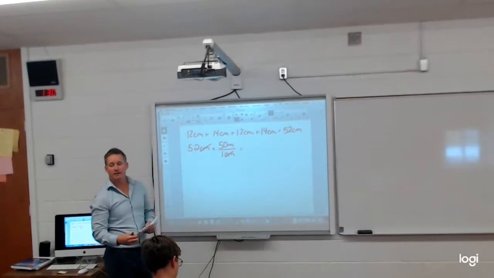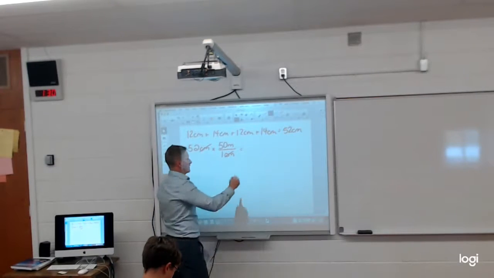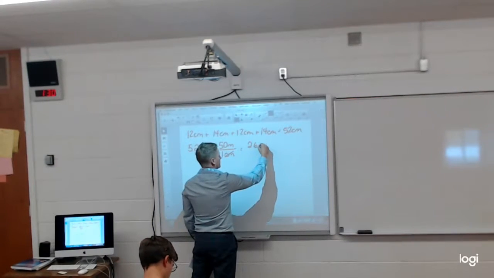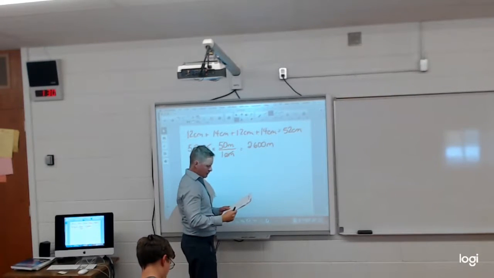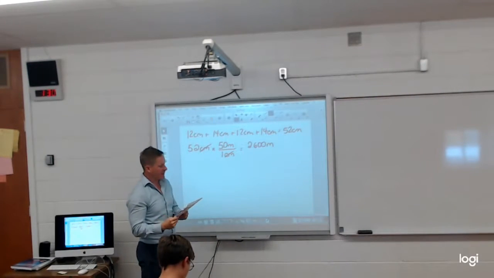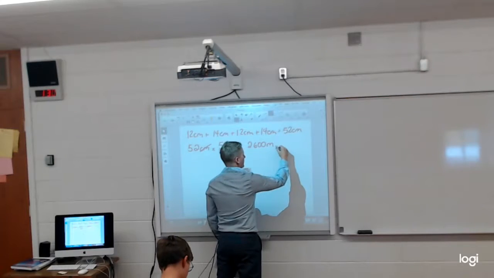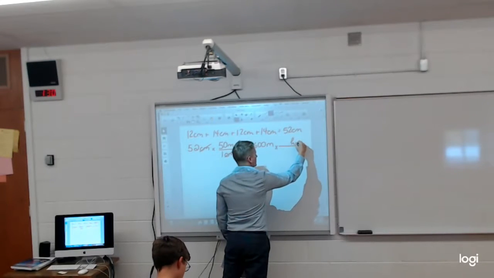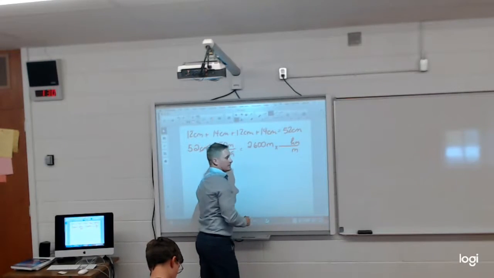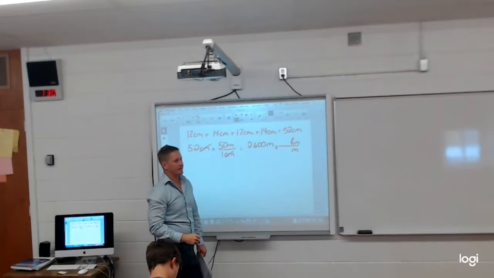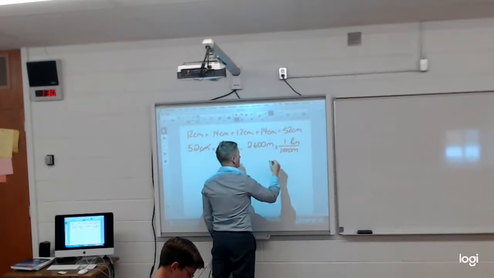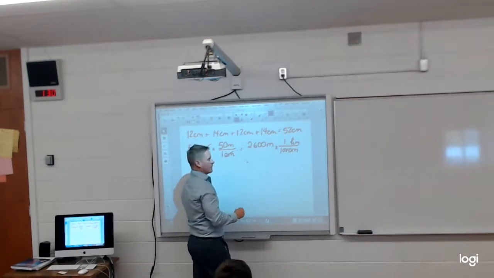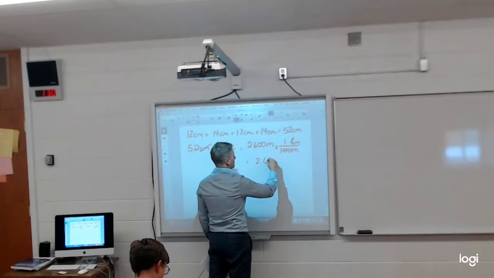So what did you get? 2,600. 2,600? Do we agree? Yeah. Meters? But the question asks how many kilometers? So what's my ratio of kilometers to meters? There's 1,000 meters in 1 kilometer, so 1 kilometer has 1,000 meters. So I divide 2,600, and what do I end up with? 2.6 kilometers.